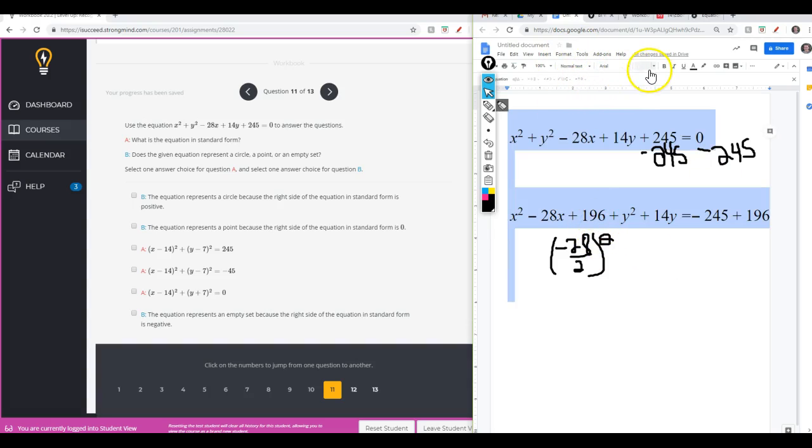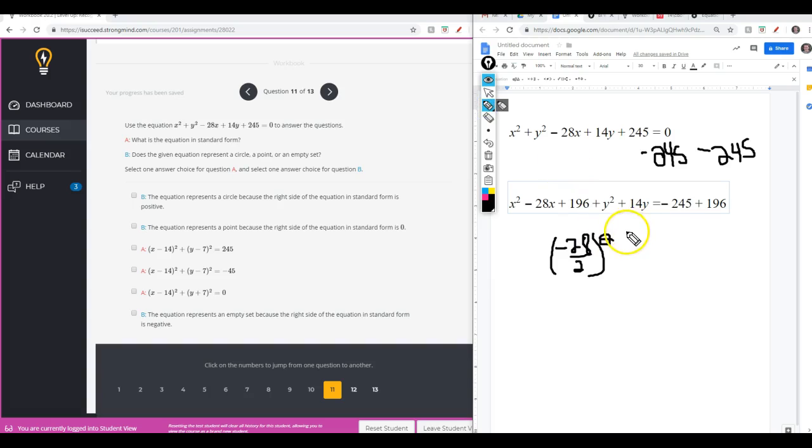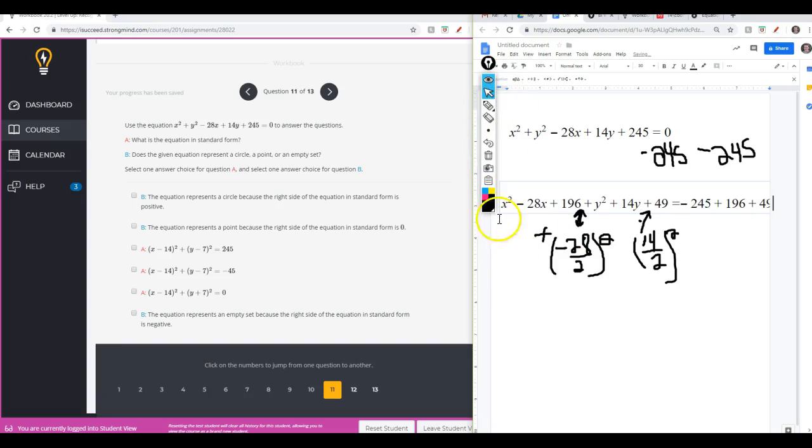And I'm going to be shrinking the font on this so it'll still stay. And then to complete the square for the y, we are going to be adding in 14 halves squared. So 14 halves is 7. 7 squared is 49. So we're going to add 49. We're going to also add it here. And it disappeared. So let's see. There we go.